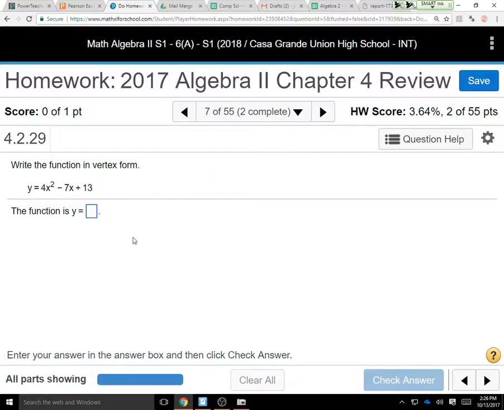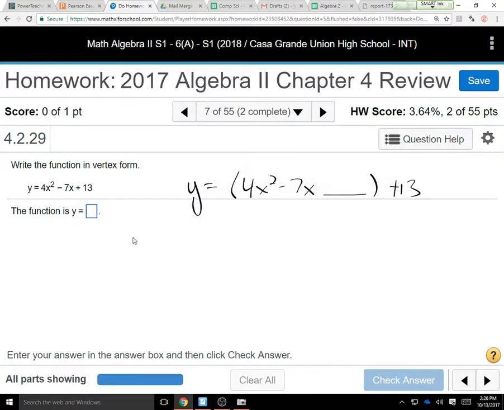I'm going to write it like this. y is equal to 4x squared minus 7x something, complete the square, plus 13. You good so far, Fagan?